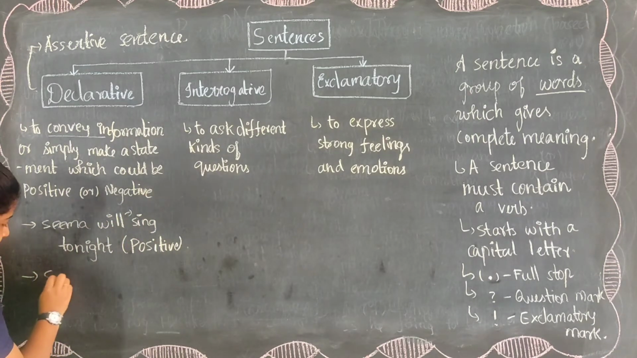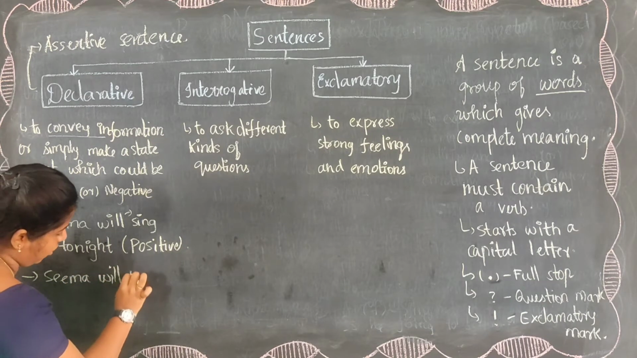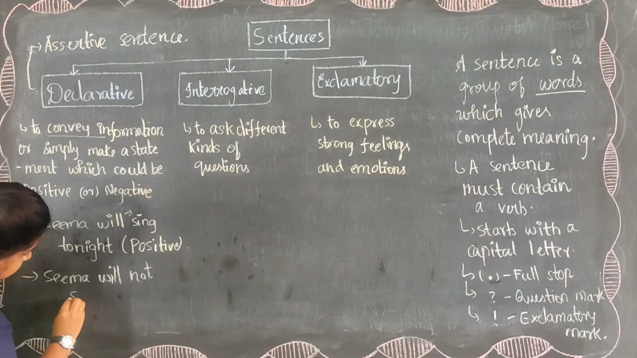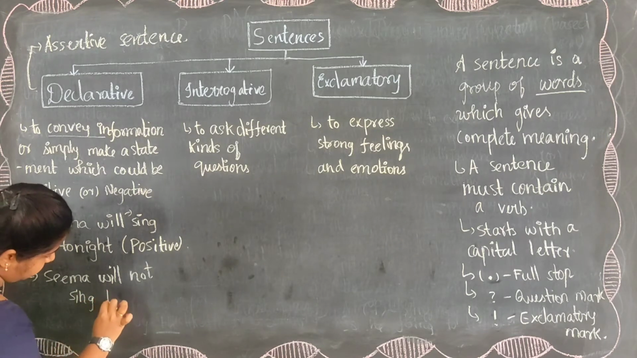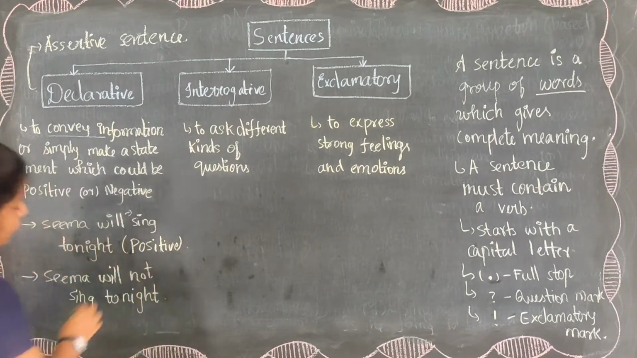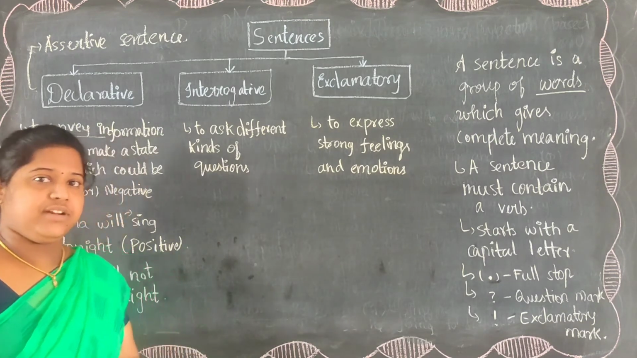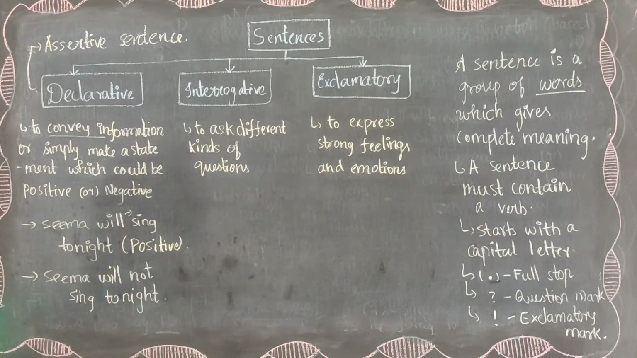See here. Seema will not sing tonight. Okay, now look at the sentence. Seema will not sing tonight. Okay, so the sentence is a negative sentence.